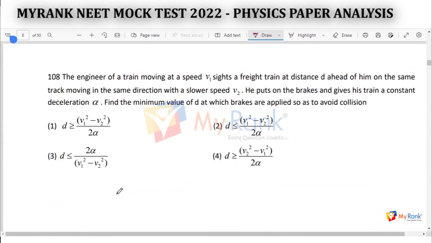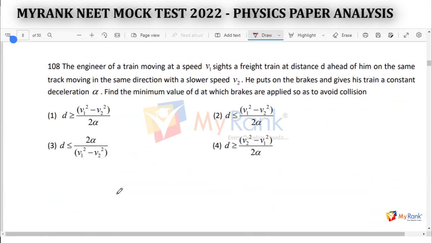Next, you see. The engineer of a train moving at a speed of v1 sights a front train at a distance d ahead of him, on the same track moving in the same direction with a slower speed v2. He puts on the brakes and gives his train a constant deceleration alpha. Find the minimum value of d at which brakes are applied so as to avoid collision.